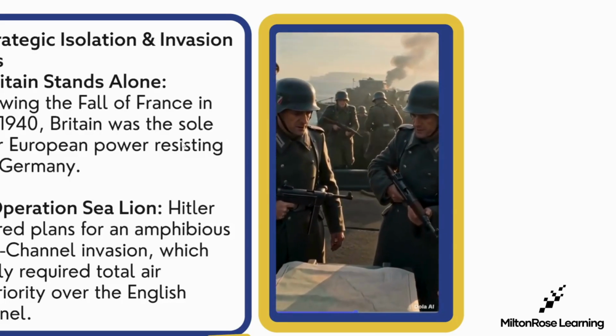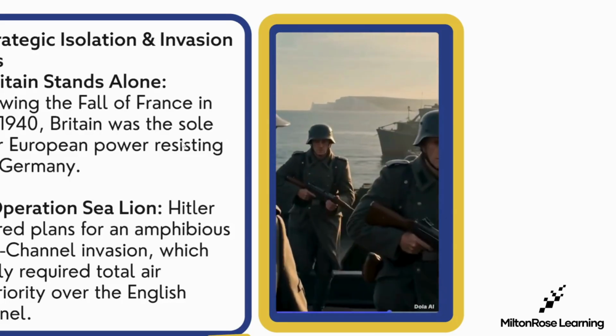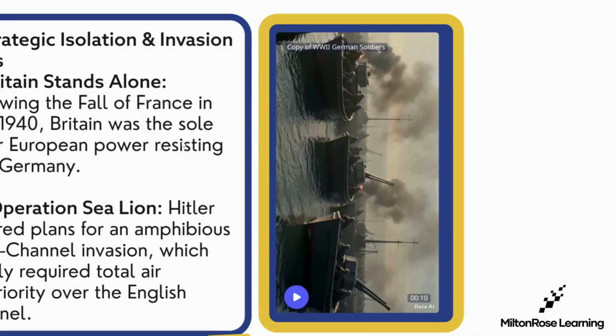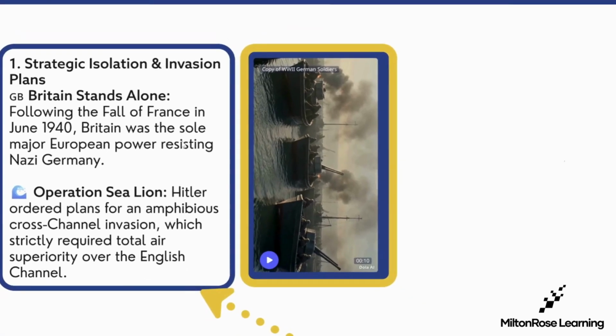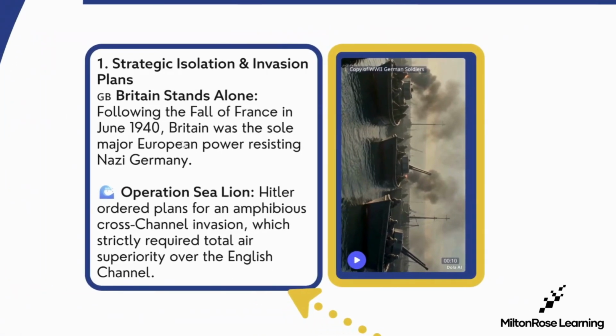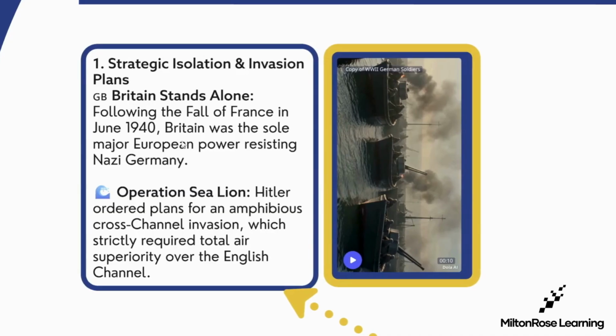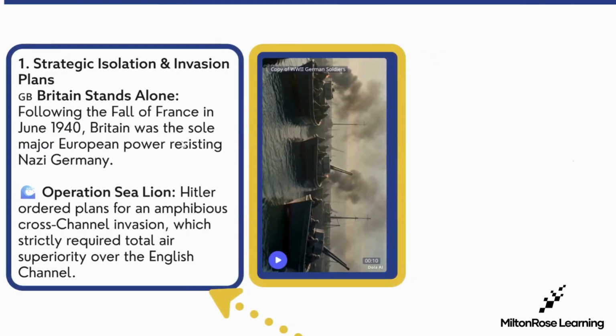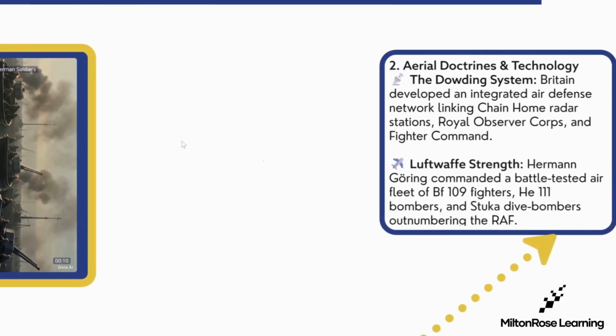The operation being planned by the Germans, and then the White Cliffs of Dover in the distance, okay, the invasion target. And we should never forget that the English Channel is only 20 miles wide, so it's not that much of a distance between Britain and the Nazis at this point, but nevertheless.